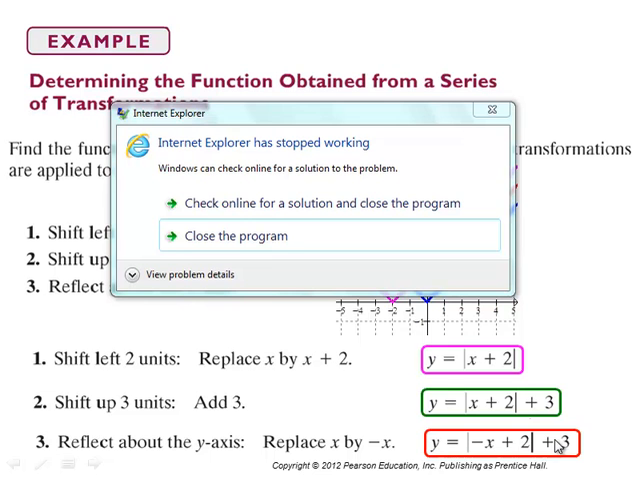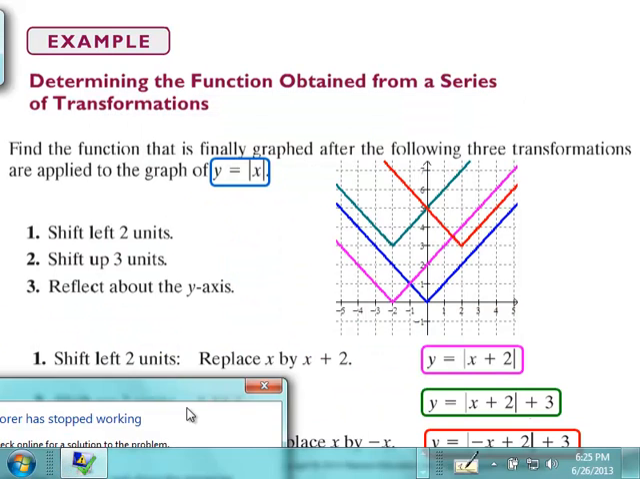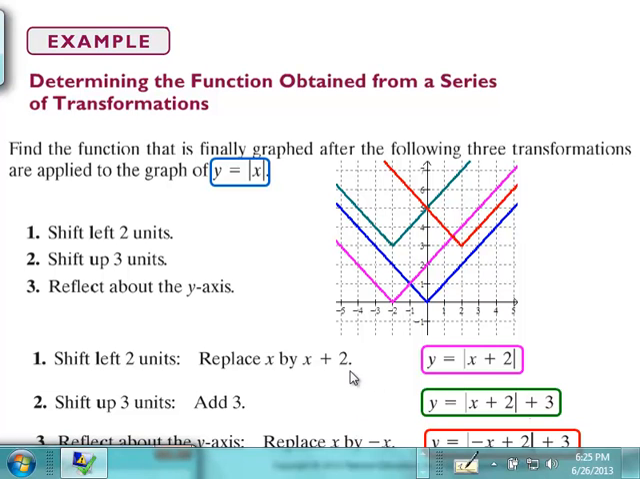and then plus 3. What's going on here? It doesn't know that I'm recording a video.